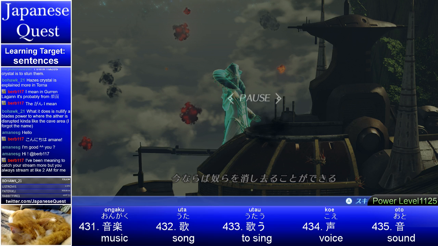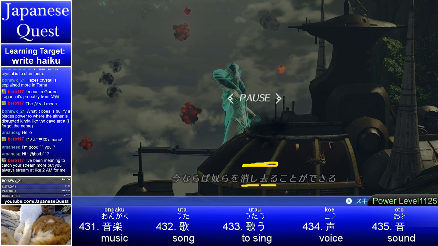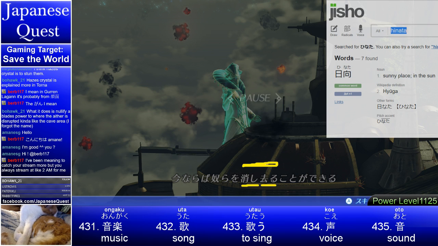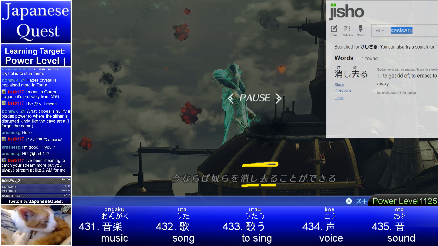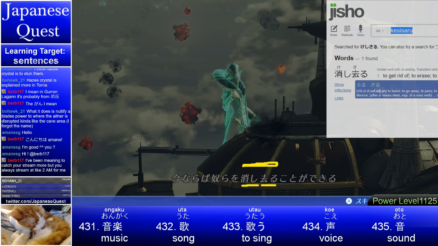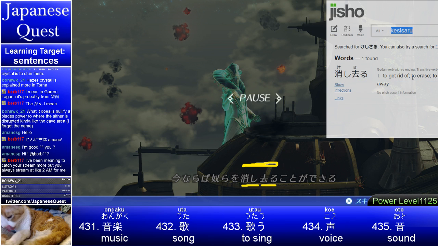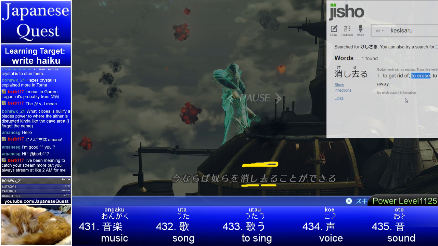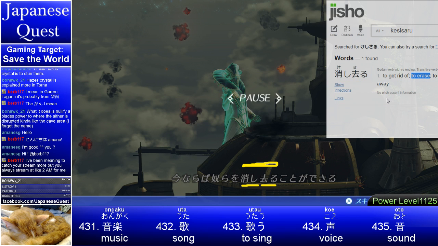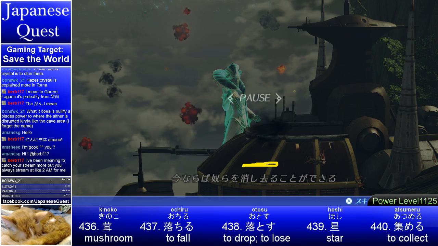So we just learned the word kesu today, to erase. So keshisaru is combining two verbs into this compound verb here. Let's look it up for fun factor, since we did learn that other word today. Keshisaru, to get rid of. So saru by itself means to leave, to go away. So to erase and to go away. Put those two together. To get rid of. You can see it still says to erase, which is kind of the same meaning. But this gives more of a sense of getting rid of something forever. Bit more final. Bit more serious.